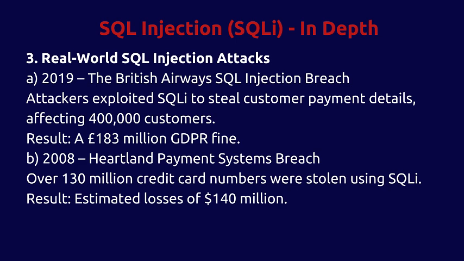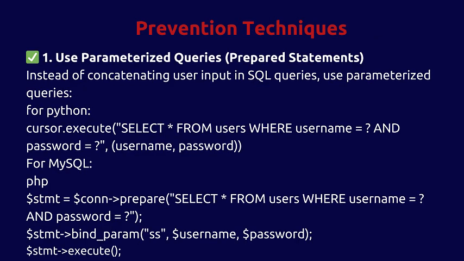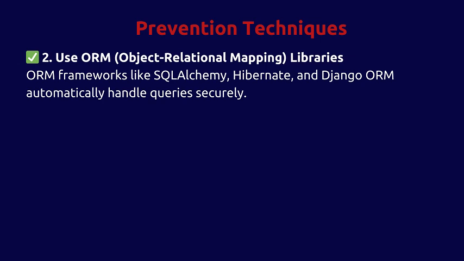How then can we prevent this, and what are the prevention techniques? Number 1, use parameterized queries, which are also called prepared statements. Instead of concatenating user inputs in SQL queries, use parameterized queries. For Python, we have these particular lines of code. For PHP, we have these lines of code. Or you use the ORM, which is the Object Relational Mapping libraries. ORM frameworks like SQLAlchemy, Hibernate, Django ORM automatically handle queries securely.